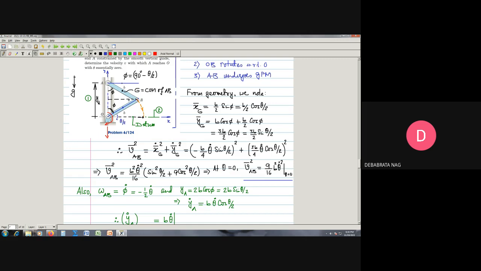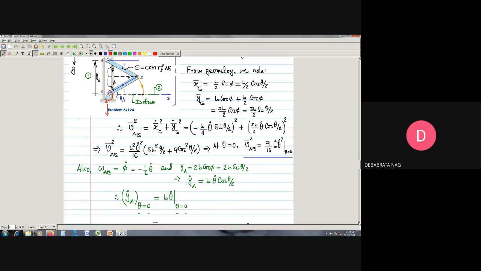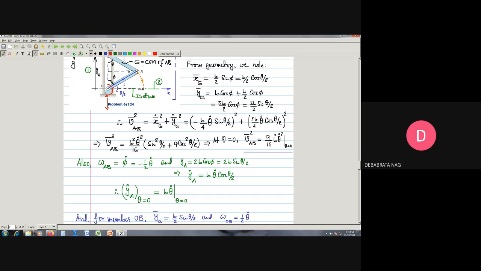So Y dot A will ultimately be a negative quantity, which means that end A's velocity will be in the downward direction. So if this is the expression for the velocity of the end A, at theta equal to 0 configuration our Y dot A will be simply B into theta dot. Of course, because theta dot is definitely not constant, it is B theta dot at theta equal to 0. So this is actually our desired quantity.